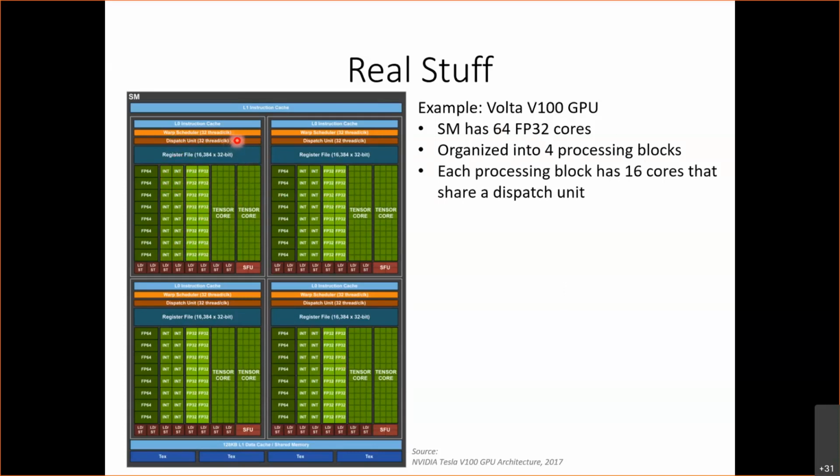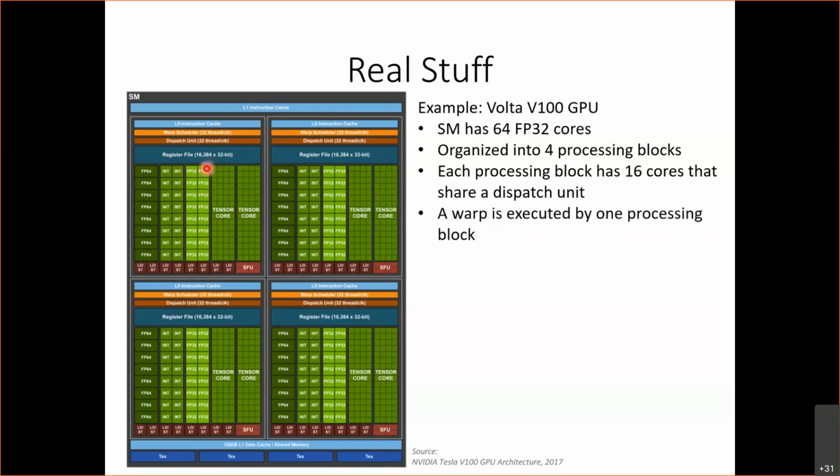Okay, what that means is that this dispatch unit is going to fetch one instruction and execute it on all 16 of these cores. Now, obviously, a warp is more than that. A warp is 32 threads. So these 32 threads are going to be taking turns on these 16 cores. Okay, so a warp is going to be executed by one of these processing blocks, and the processing block has one dispatch unit that's shared across all 16 cores in the processing block.